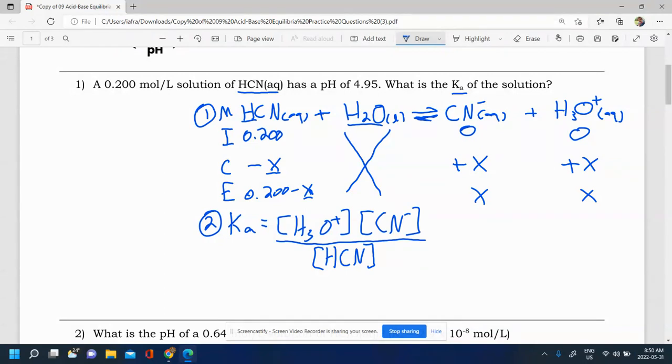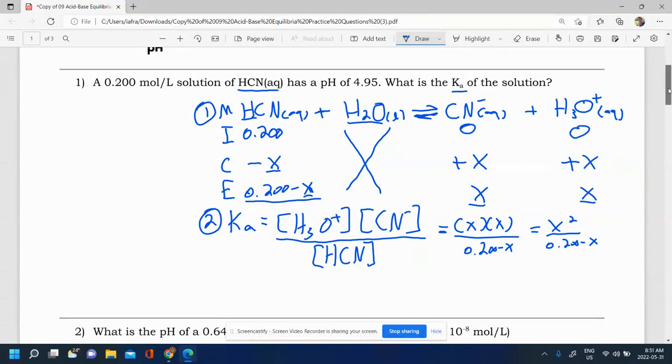So if we were to replace everything by the equilibrium values, expressions that we have here, we would get X times X over 0.200 minus X, which is X squared over 0.200 minus X, because X times X is X squared. So we want to find Ka, which basically means we need the X value. Okay, where does the X value come from? Well, think about this. You have the pH given to you.